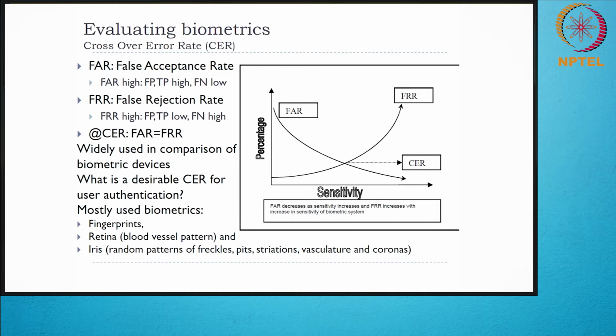Watch the movie which I suggested. You will see the use and abuse of these biometrics.